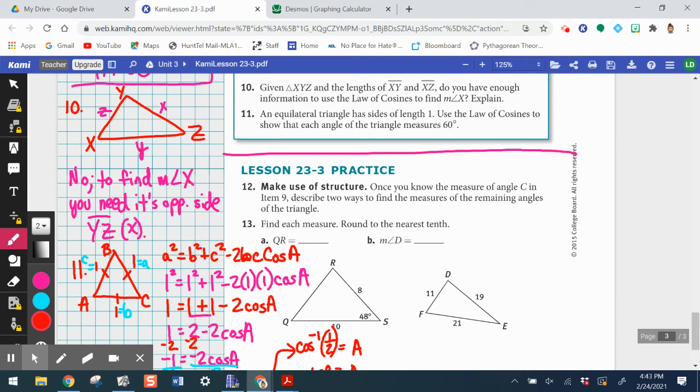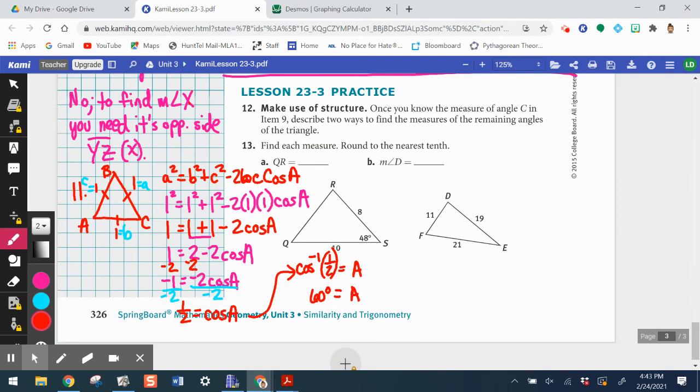An equilateral triangle, by definition, all three sides have the same length. So all three sides have a length of 1. It says use the law of cosines to show that each angle of the triangle measures 60 degrees. So we know by definition an equilateral triangle has all three sides equal. Now that does also mean that all three angles are equal. So if we can find the measure of one angle, we have proven that all three angles are the same measure.